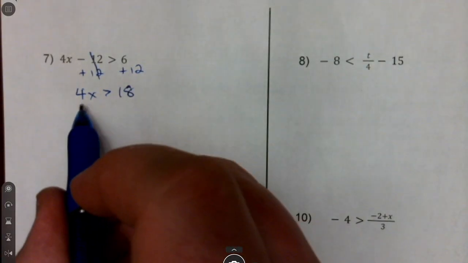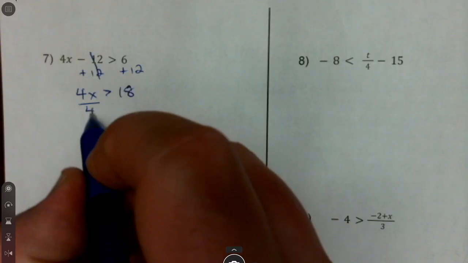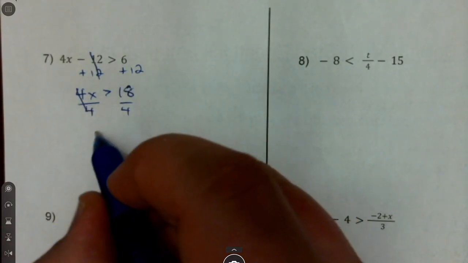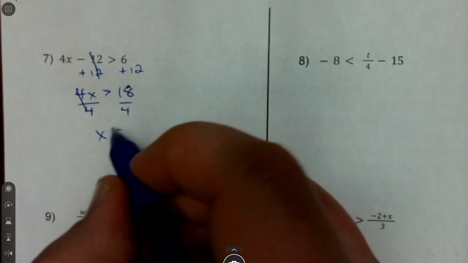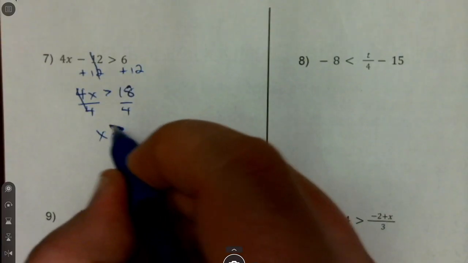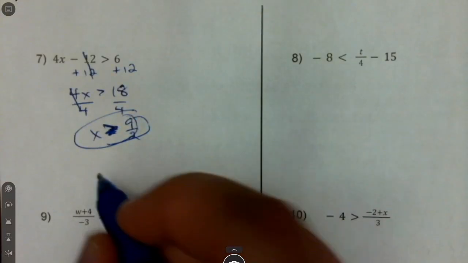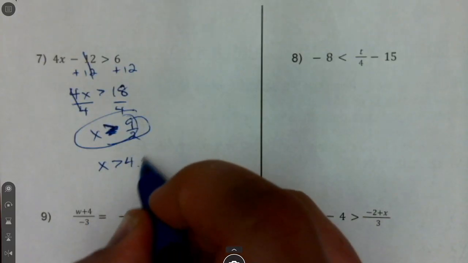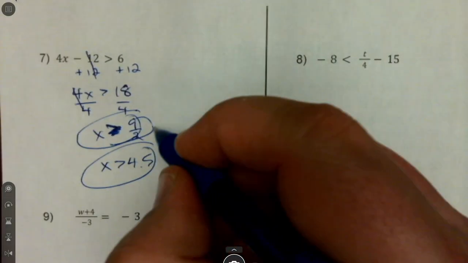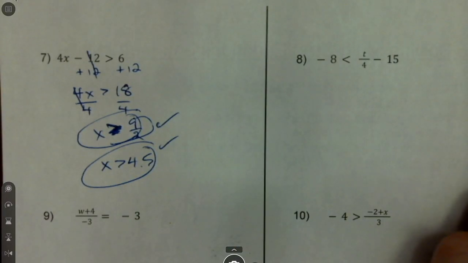They have 4 times x, so we do the opposite of times, we divide. We get 18 over 4, which you can, greater than, my fault. You can reduce that to 9/2, that answer's good. Or if you plug that in the calculator and get the decimal 4.5, that's also fine. So both of these are equally good answers.